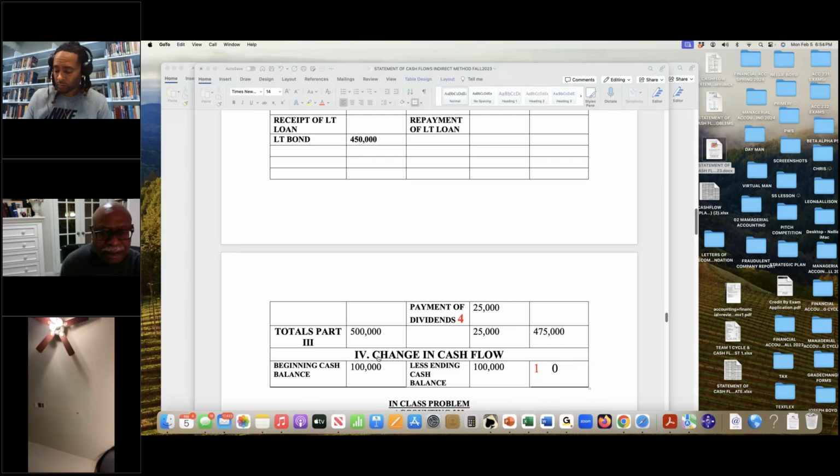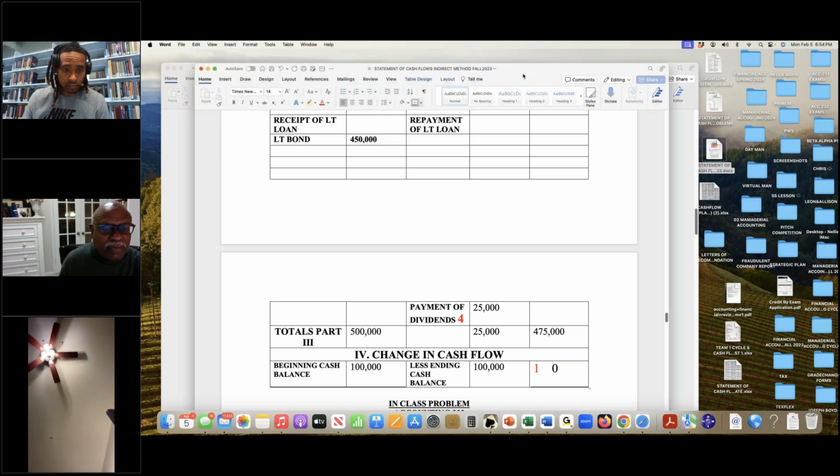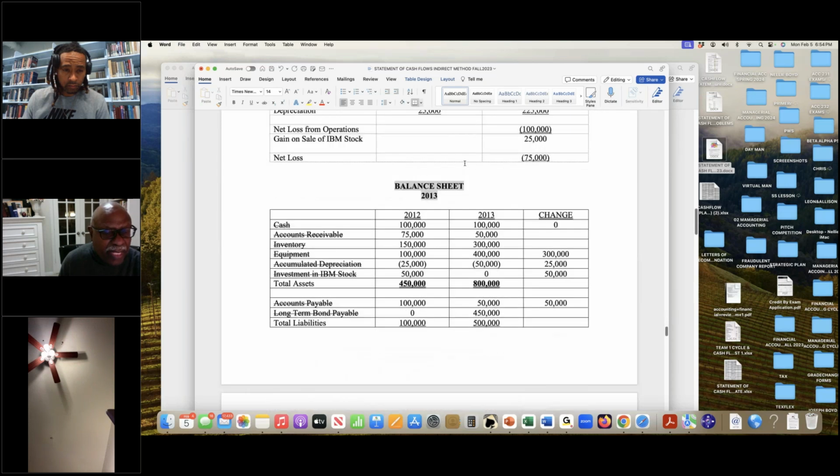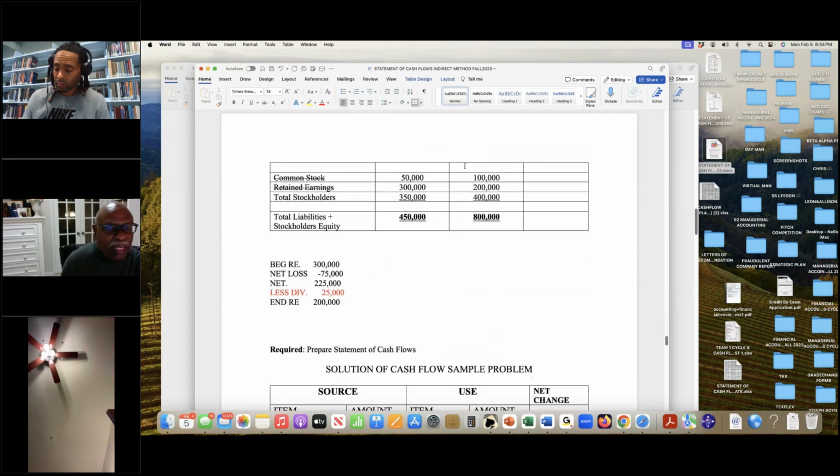Are there any questions? Does anybody have any problems? Yes, how do you find the dividends? Are we supposed to say it on the balance sheet? Or how do you find it when it's a net income? I saw how you did the loss, but is it the same with income?